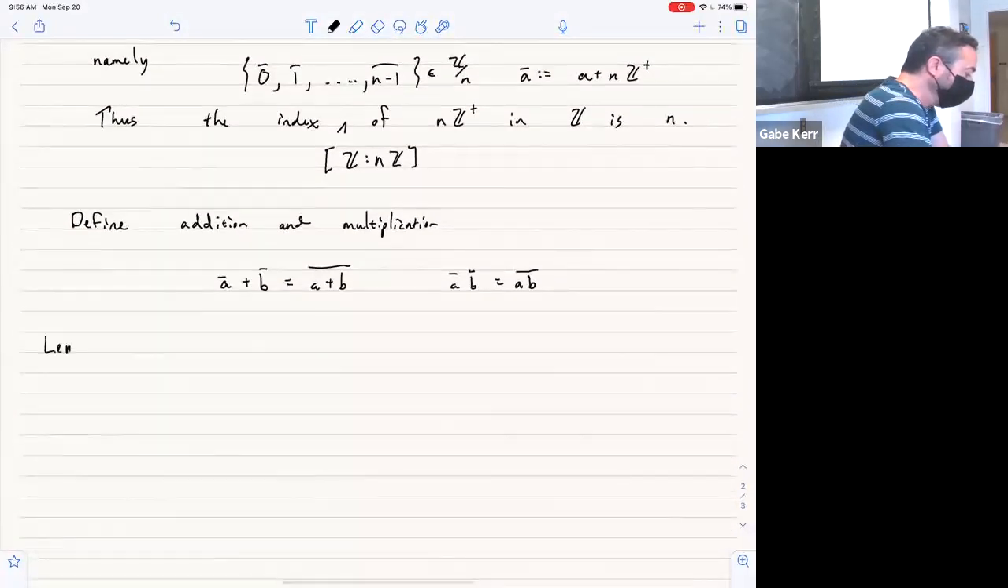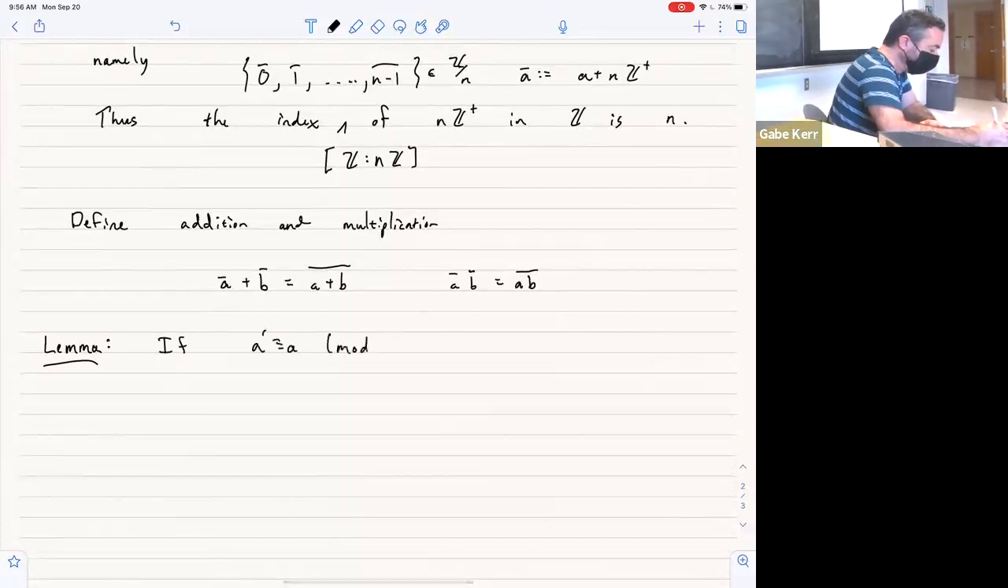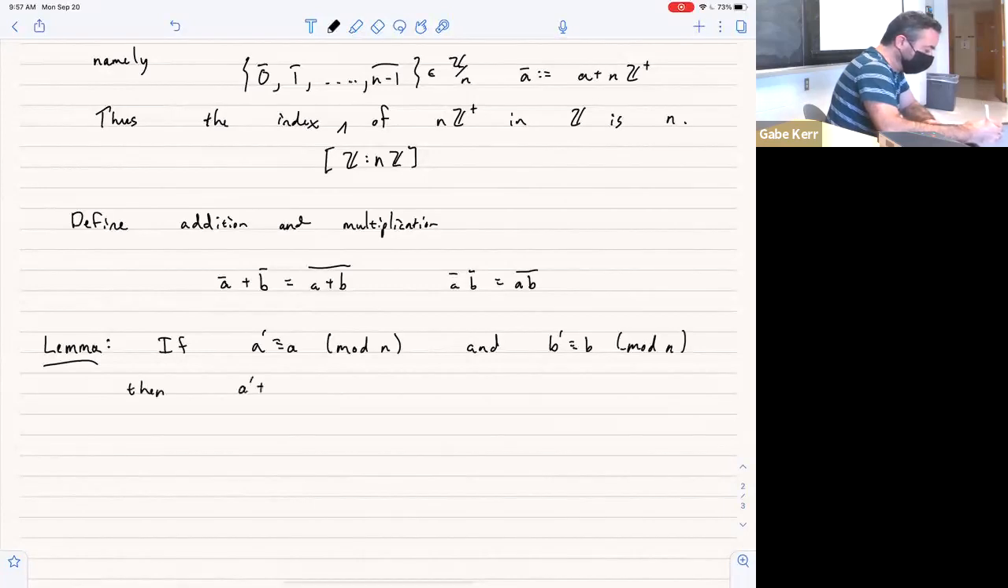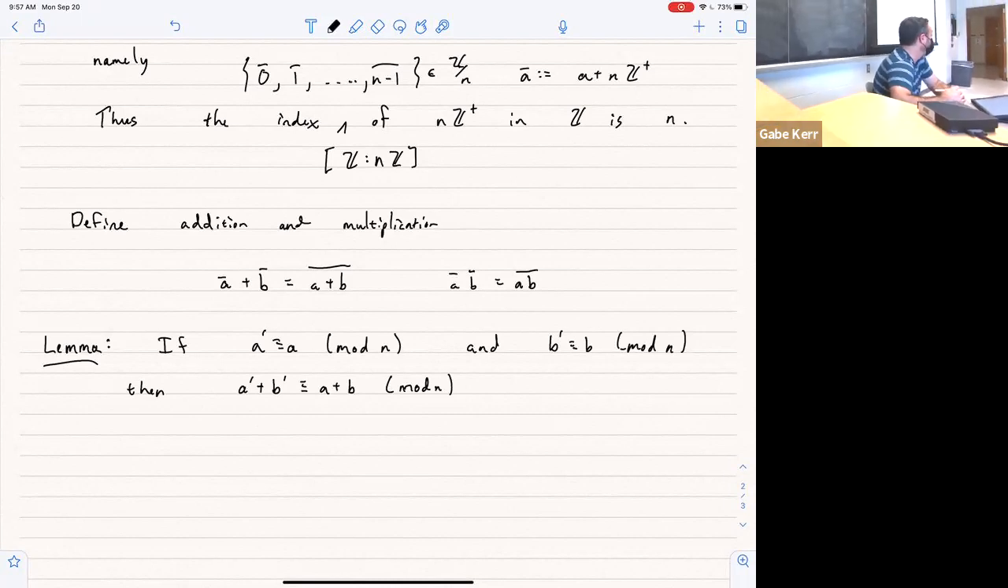But this is a lemma. The lemma will hopefully make more precise what I'm saying. If A is congruent to A prime mod n, this equivalence relation giving us this congruence class, and B prime is congruent to B mod n, then their sums are congruent. This means that I can choose any number I want from a given congruence class, add it to any other number I want, and when I take their sum, I'll get something congruent to anything I would have gotten from different choices. And the products are also congruent.